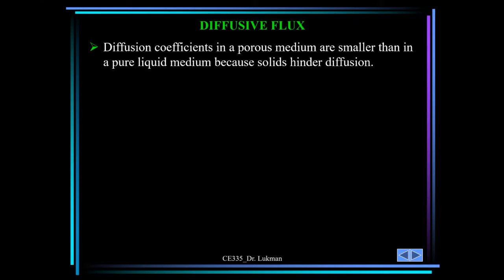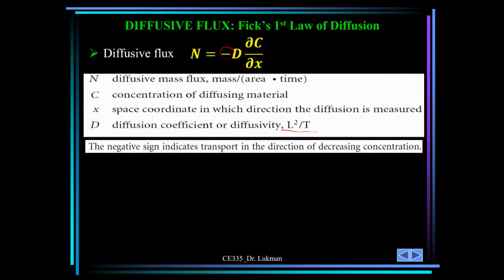Diffusion coefficients in a porous medium are smaller than in pure liquid medium because solids hinder diffusion. Okay, when you have, let's say, a pipe in which water occupies the whole cross section, and when you have another pipe, but with solid matrix, porous medium inside, okay? So the porous medium will affect the extent to which diffusion occurs, okay?